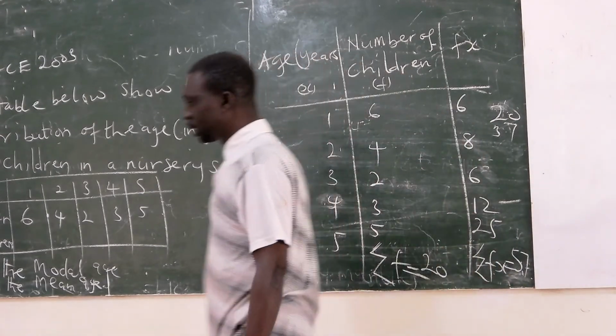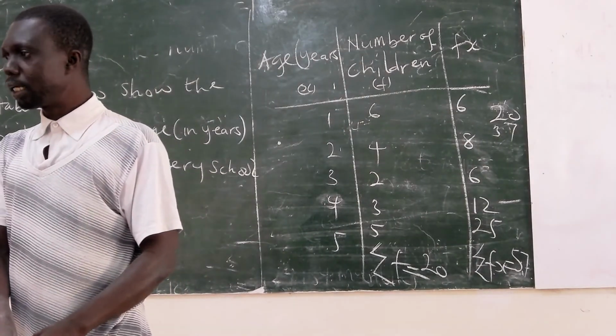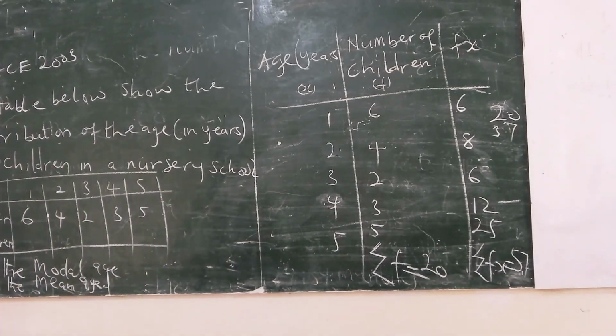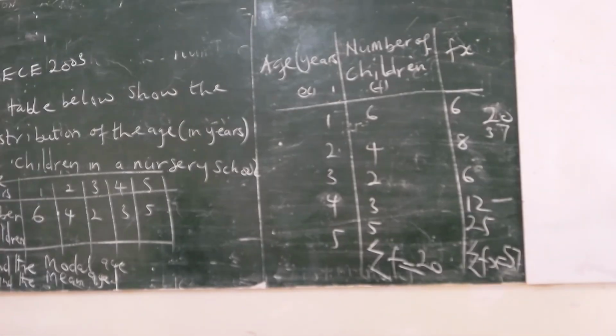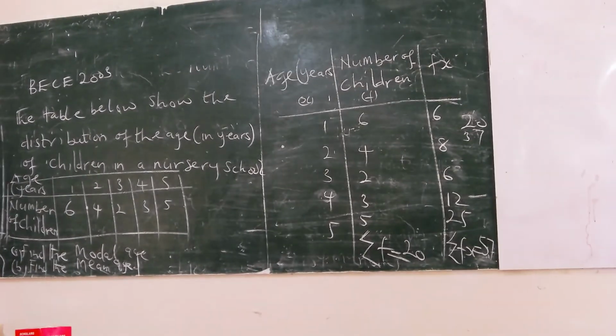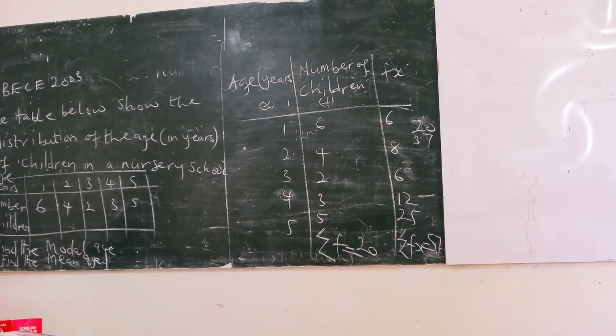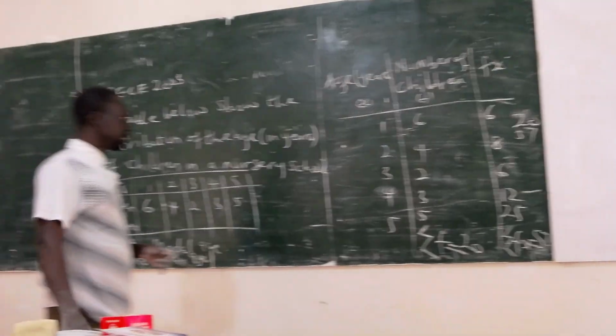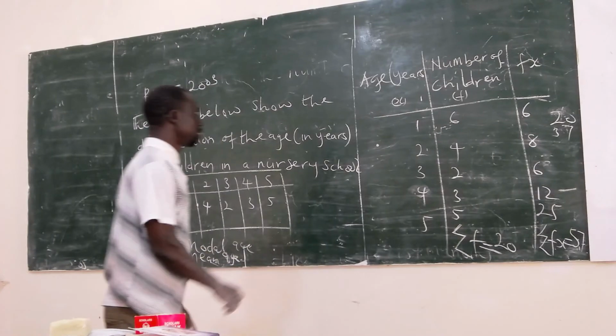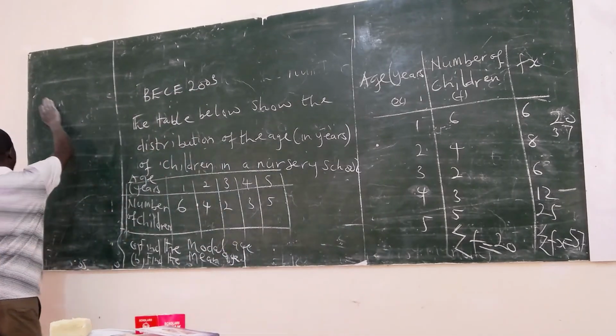The question said use the table to find the mean age and the modal age. What is the modal age? The modal age is the age which has the highest frequency. From the table, the modal age is 5 years.